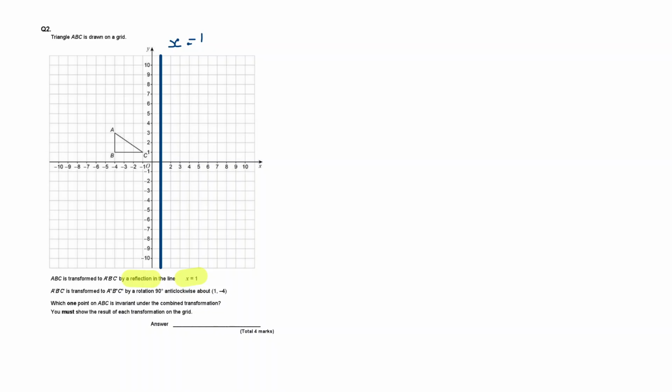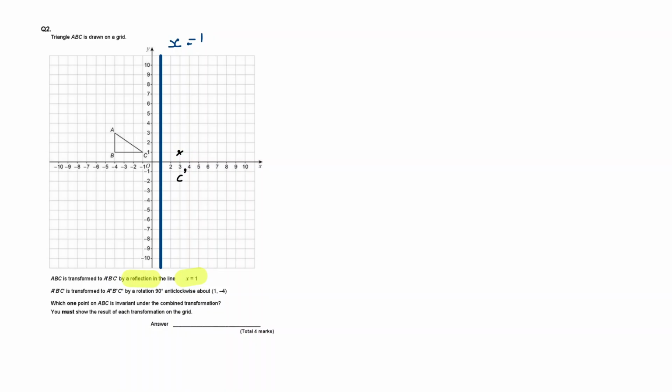To reflect a shape is nice and easy. I choose a point like C, I count to my mirror line, which is 1, 2, and then count back outwards again, 1, 2. It's going to be going to the point 3, 1. So this is the first point. Now this was the point C. It's been moved to C', which is what this means. It just means that's the new point, C'.